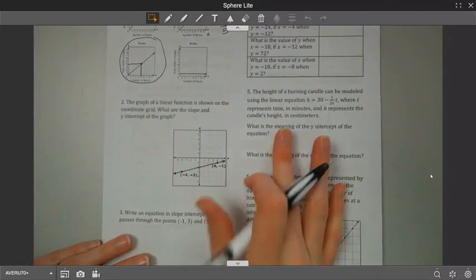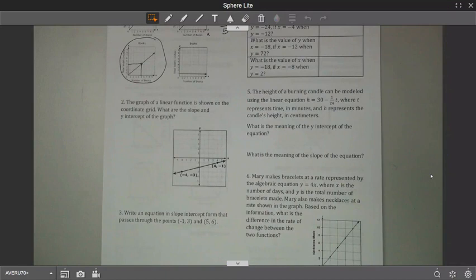The graph of the linear function is shown on the coordinate grid. What are the slope and y-intercept of the graph? Okay, the ordered pairs were given to you, so you can either do this by hand or I could do this in the calculator. So I'll show you both.